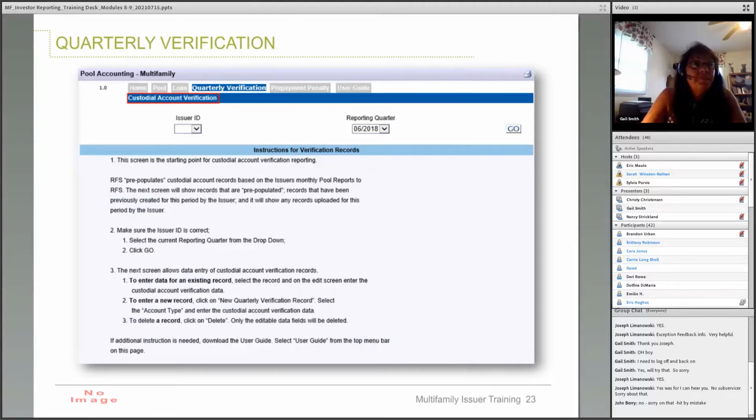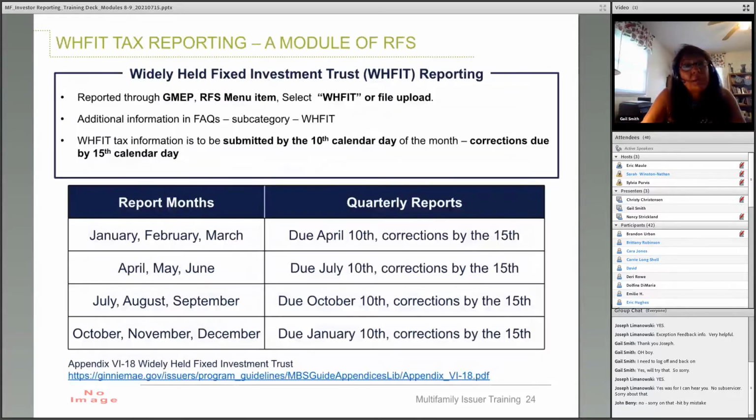Again, in the RFS module, you'll go into Pool Accounting, Multifamily, and you will select Quarterly Verification, the box in red. Inside the Quarterly Verification, this is the screen you will see. We provide you instructions. The data will be pre-populated for you. You just enter your issuer ID.